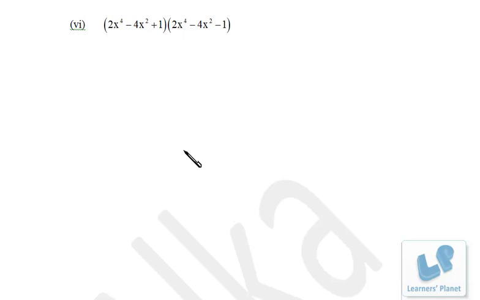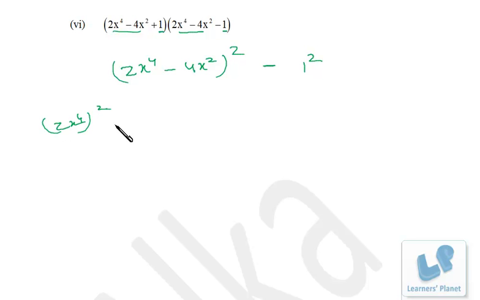Now let's try this problem. Here further, this is a plus b and this is a minus b, right? So a plus b into a minus b will be a square minus b square. So 2x4 minus 4x square whole square, that is a square minus b square. Now this is a minus b whole square format. So that is a square minus 2ab plus b square, right? And this is minus 1.